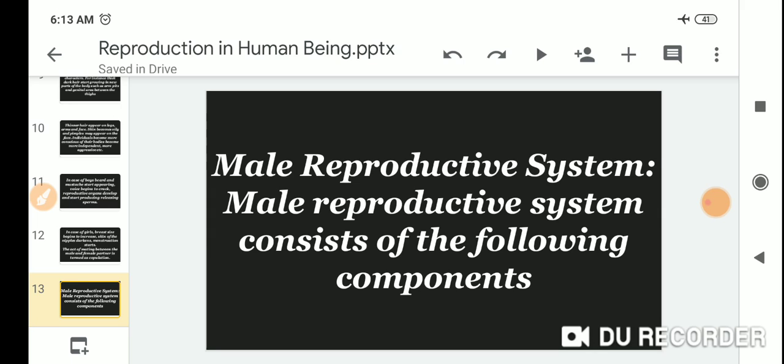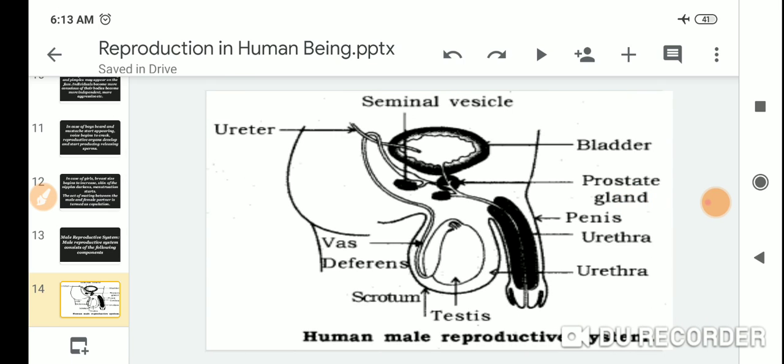The male reproductive system consists of the following components: testes, scrotum, vas deferens, ureter, seminal vesicles, bladder, prostate glands, penis, and urethra.